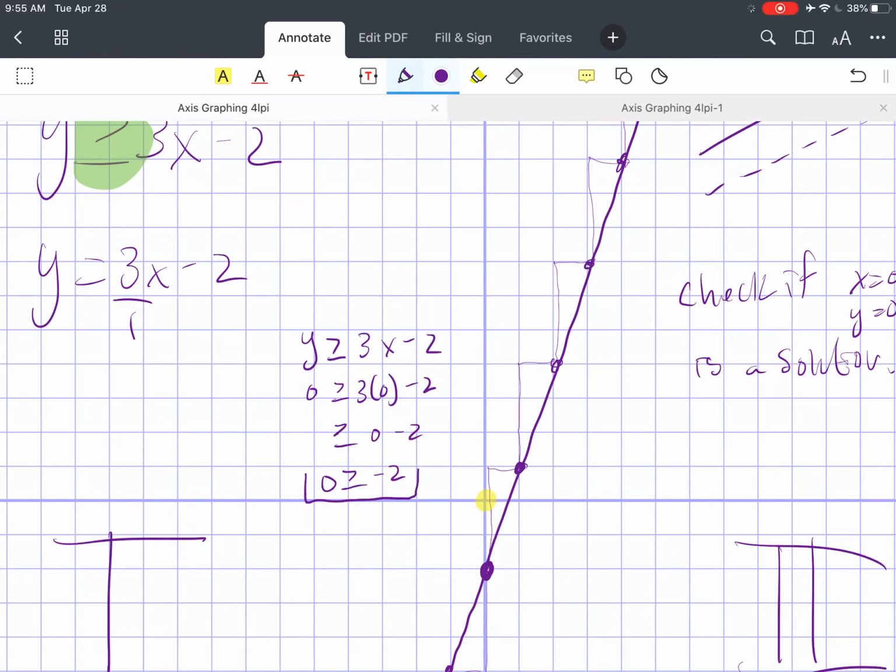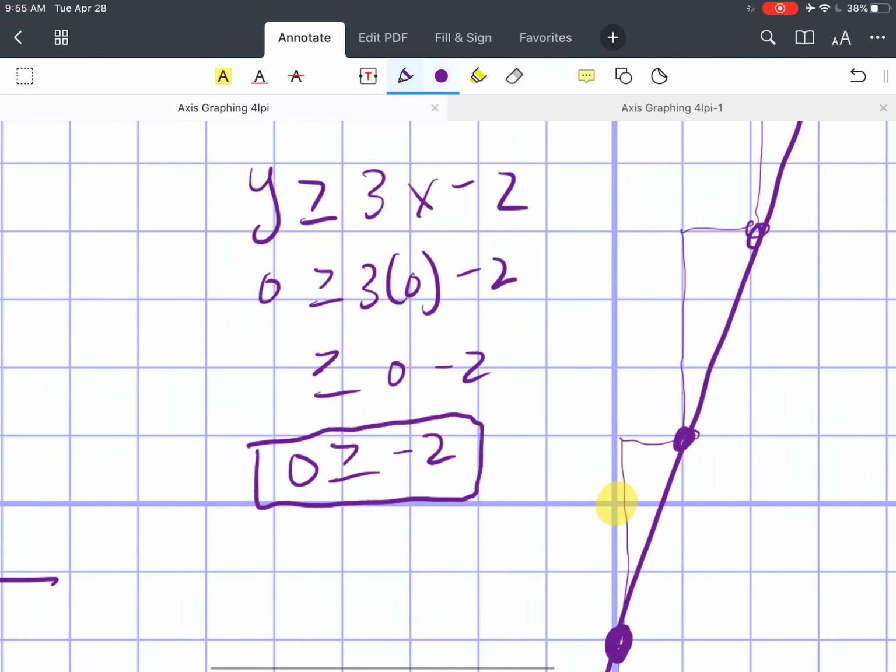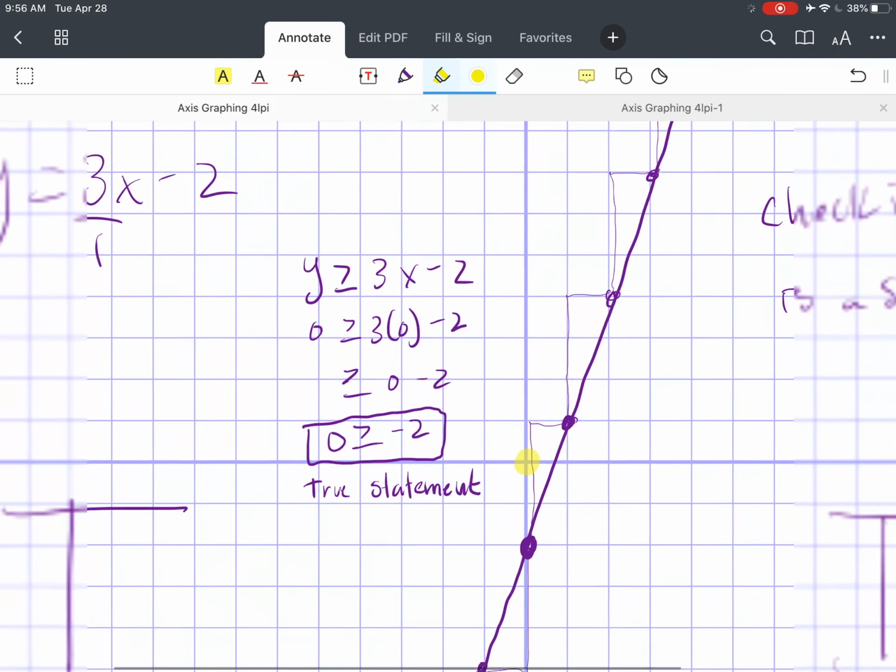And then you do the math. 3 times 0 is 0, minus 2, negative 2. So you're left with this inequality. Now let me ask you, is 0 bigger than or equal to negative 2? If you said yes, you're absolutely correct. 0 is bigger than negative 2 because on the number line, 0 is farther to the right than negative 2. Negative 2 is to the left. This is a true statement.